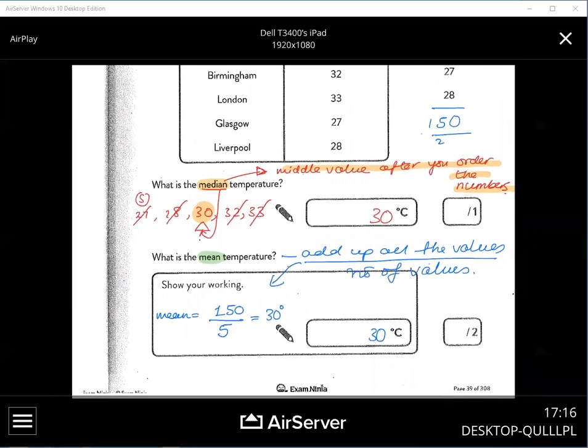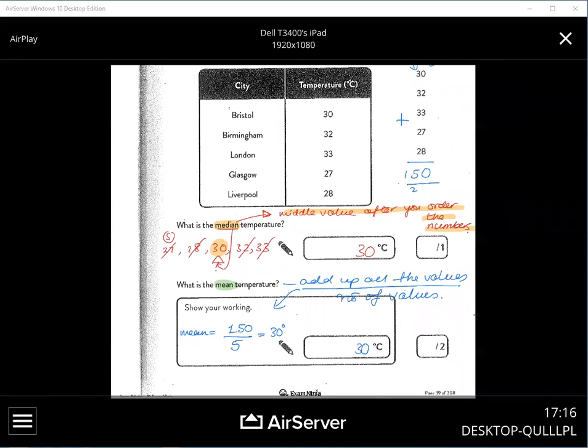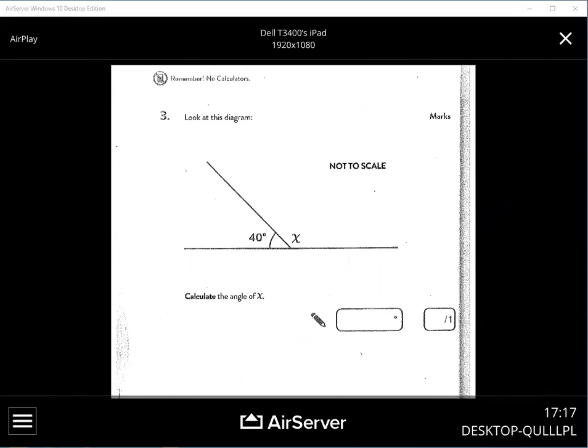Now don't forget when you're doing your question in the exam, don't leave your answer here. Always finish off by putting the answer in the answer box. It's important. Okay, right. Thank you for that, Ariana.